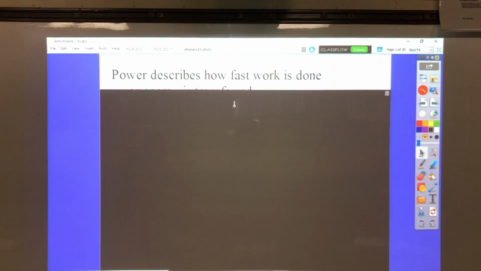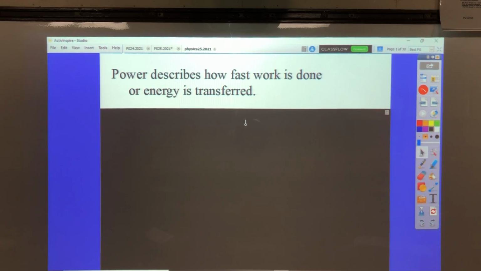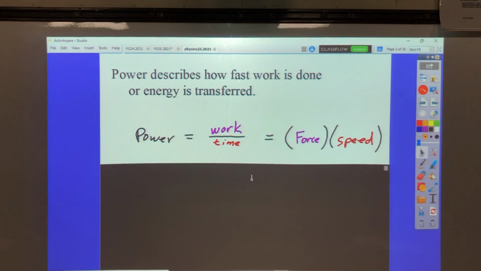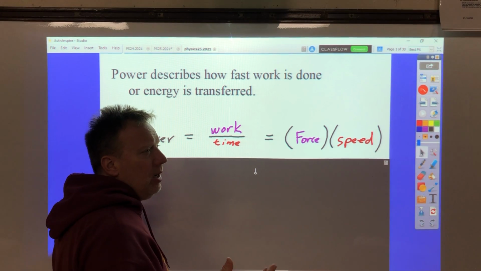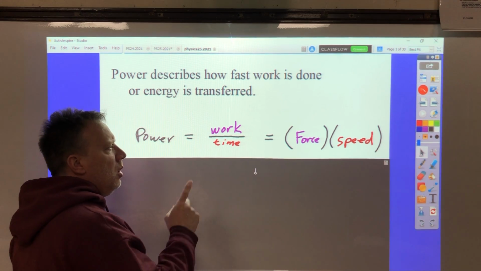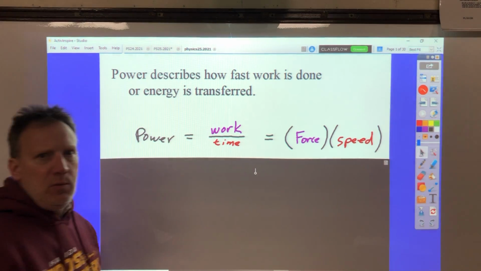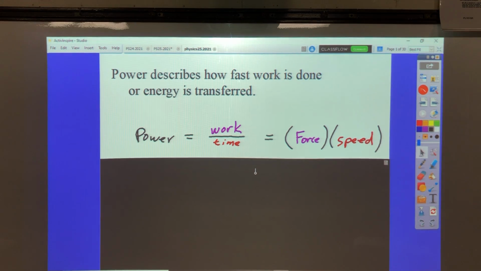So, power. What is power? Power describes how fast work is done or energy is transferred. I think this could be done with a mechanical energy explanation, but I'm going to go old school and keep it the way the book has done it, but it's not perfect. So you can get power, and by now you should know how to calculate work. It's force times distance, work divided by time, or force times speed, which is not as often done, but it works. Let me show you why that works.